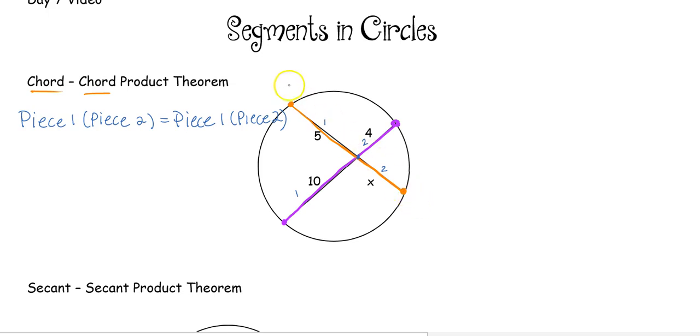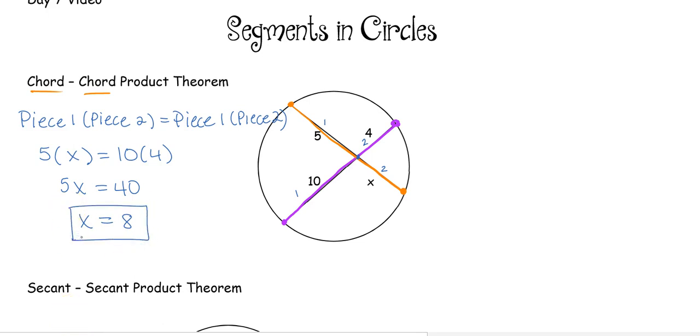So if I just look at the orange chord first, piece 1 is 5 times piece 2, which is x. And I set that equal to the product of the other one. So piece 1 is 10, piece 2 is 4. So then we get 5x is equal to 40. We divide by 5 and we find that x is going to be equal to 8. So the chord-chord product, we multiply the pieces of the chord together and set them equal to each other.